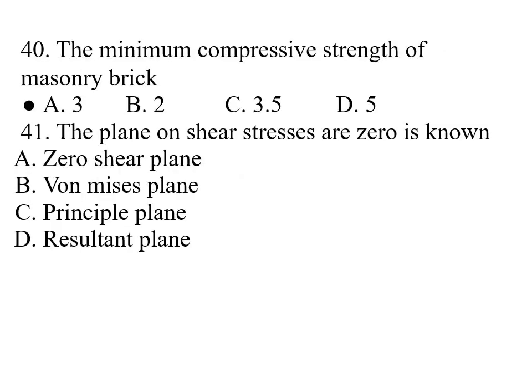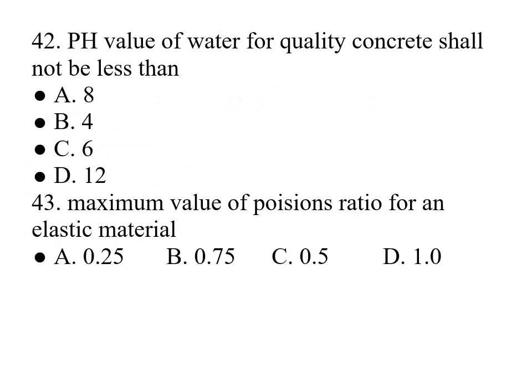The minimum compressive strength of masonry brick is option C, 3.5 Newton per mm square. In 41st question, the plane on which shear stresses are zero is known as option C, principal plane. In 42nd question, pH value of water for quality concrete should not be less than option C, 6. In 43rd question, maximum value of Poisson's ratio for an elastic material is option C, 0.5.